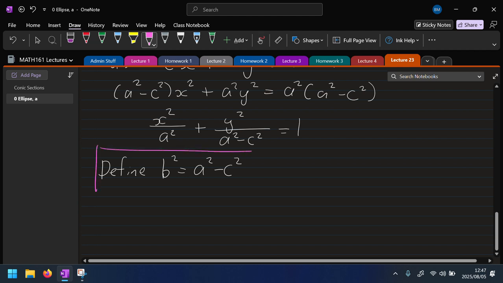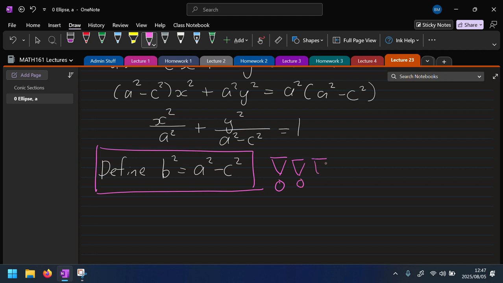Please put a big box around that. That will be very important. Okay, so this b squared that we're introducing will be a squared minus c squared. Okay, please don't just write b and not know where it comes from.